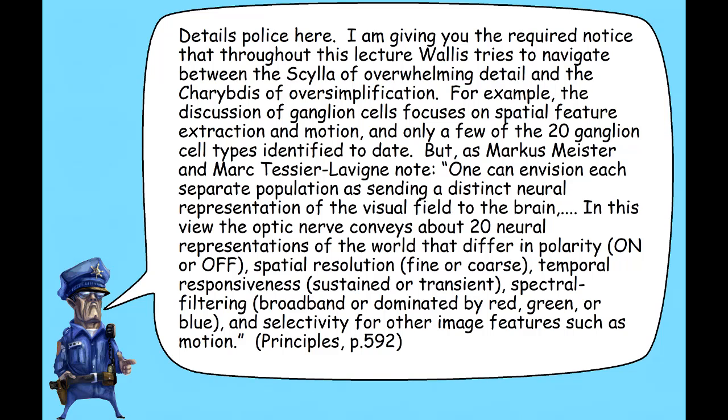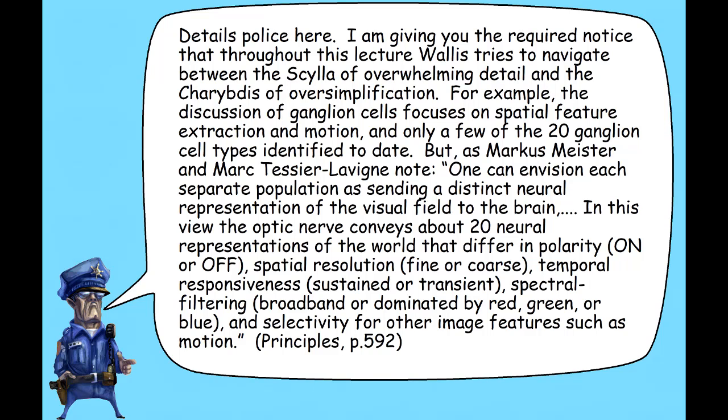So you might feel kind of overwhelmed by all the detail, but believe it or not, I'm really trying to walk a fine line between overwhelming detail and gross oversimplification. So for example, the discussion of ganglion cells is focusing on spatial feature extraction and motion, mentioning color a bit as well. And only a few of the 20 ganglion cell types are identified and talked about in the lecture.